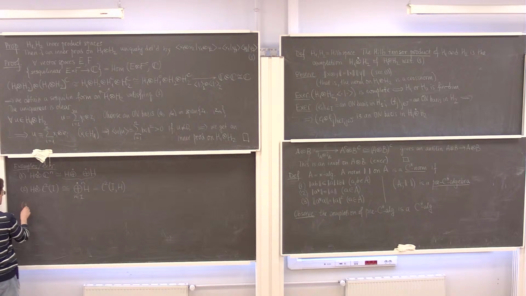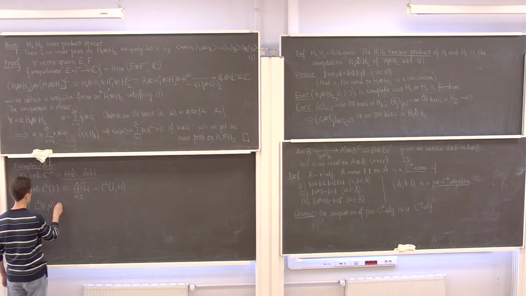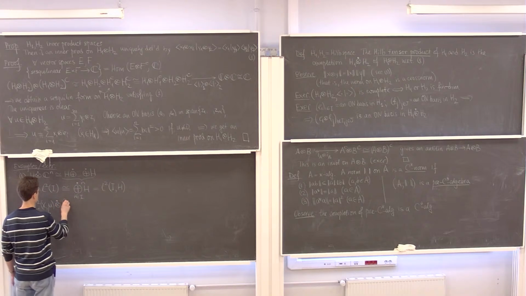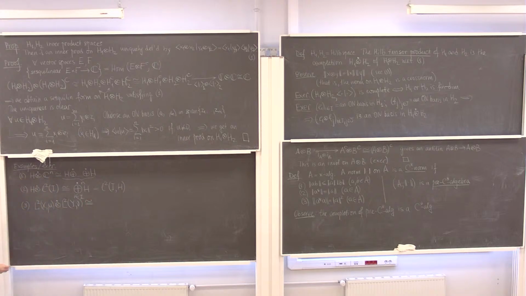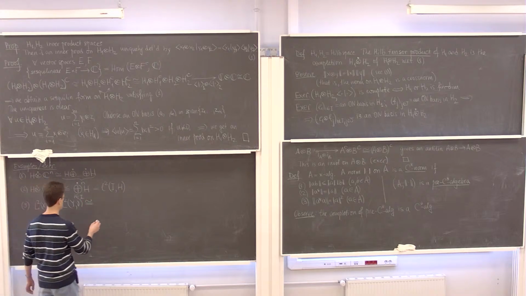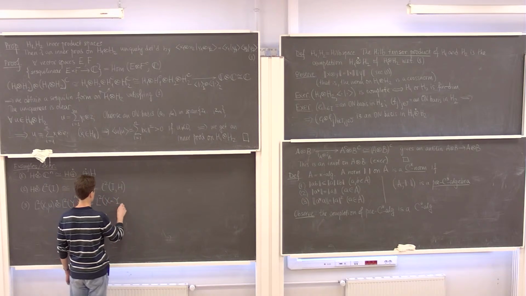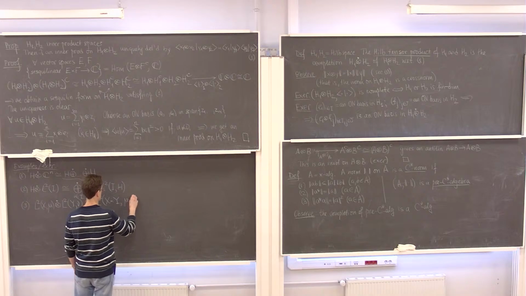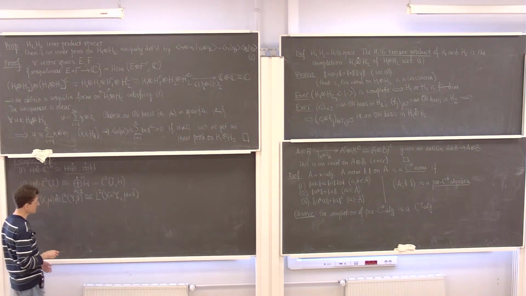Another useful example: if we take two big L2 spaces of square integrable functions on some measure spaces, X with mu and Y with nu, then the resulting tensor product is unitarily isomorphic to the big L2 space over X cross Y. Okay.